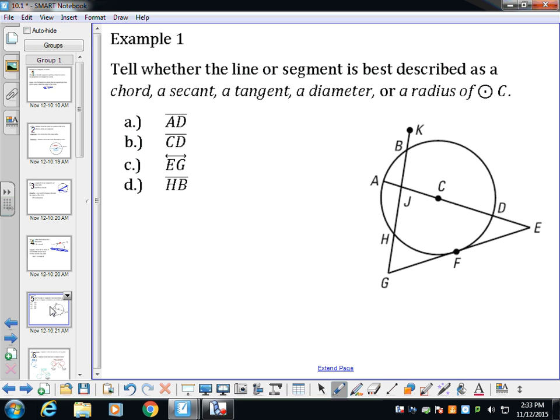Example 1, tell whether the line or segment is best described as a chord, secant, tangent, diameter, or radius. AD goes through my center and goes from one end to the other, so it's the diameter. CD is a radius. Line EG is tangent because it intersects my circle in exactly 1 point. And line HB is a chord because its endpoints are on the circle.